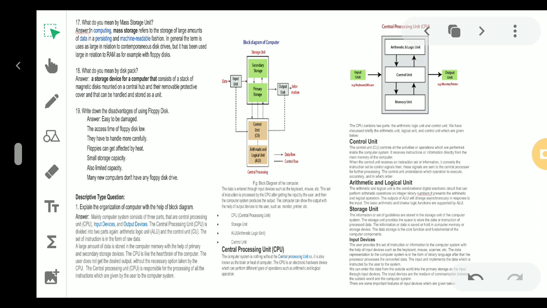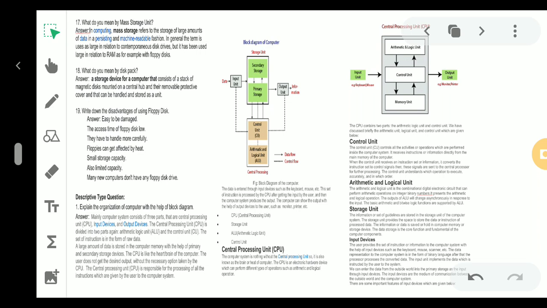Now come to the descriptive type questions. First, they have given: explain the organization of a computer with the help of a block diagram. So I have given the block diagram over here also. I have given it in the class work also, that I have designed a block diagram. So one by one, in the block diagram, we will explain the components you are able to see.